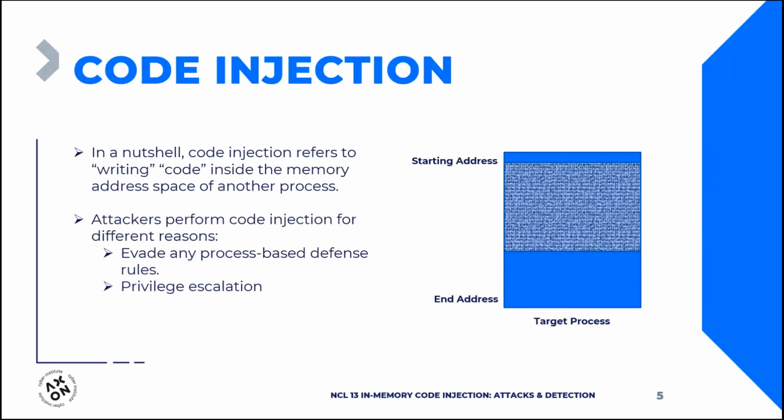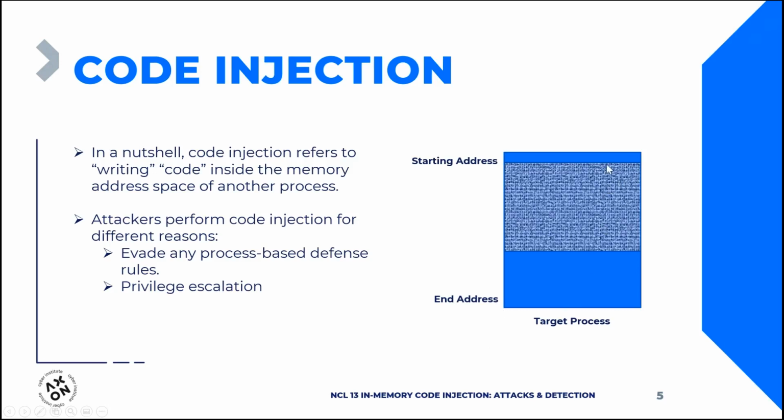So what is code injection? Code injection, in short, is when one process, whether it's malicious or not, writes code into the memory address space of another process. If you look at the graph on the right, this is one process. It has a starting address in memory and an end address.